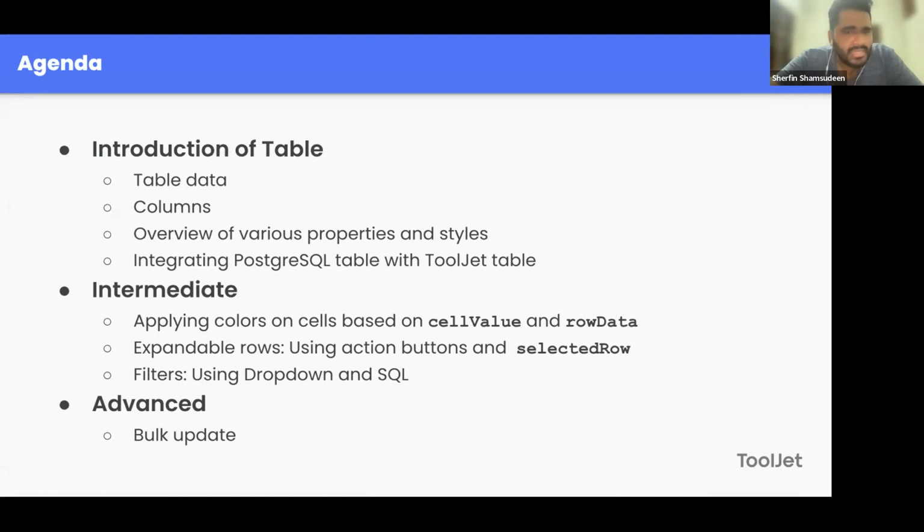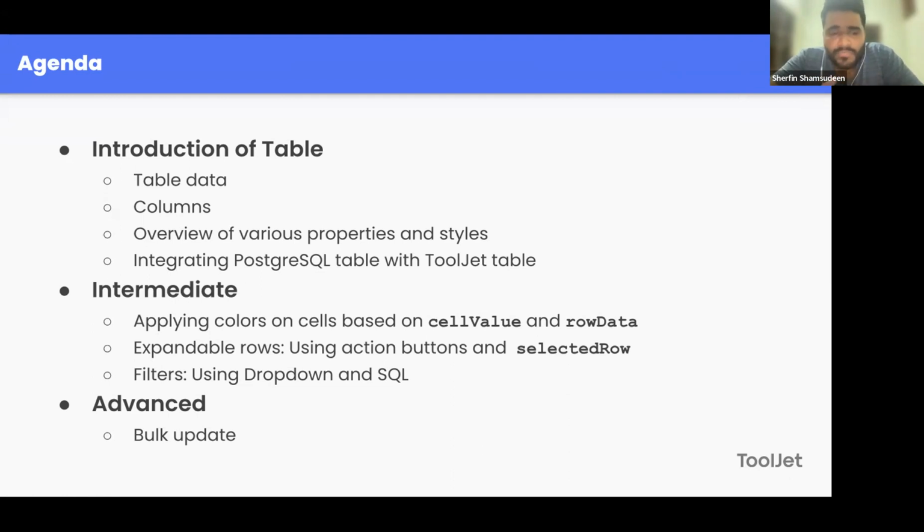Then we'll move on to some comparatively intermediate features, such as applying colors based on conditional logic, expanding. So we have rows in table, and we don't presently have a feature to expand the rows. So there is a workaround, there is an excellent workaround for that. So that I'll be demoing.